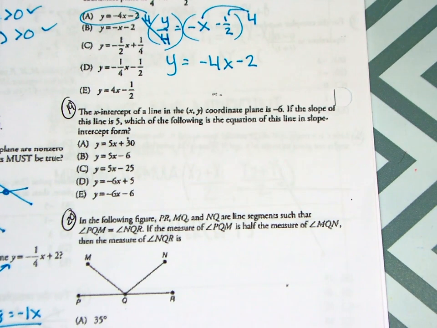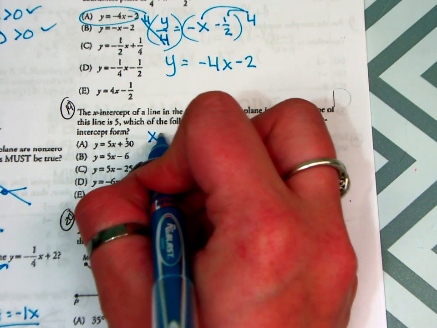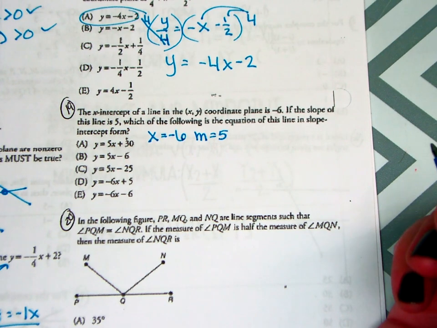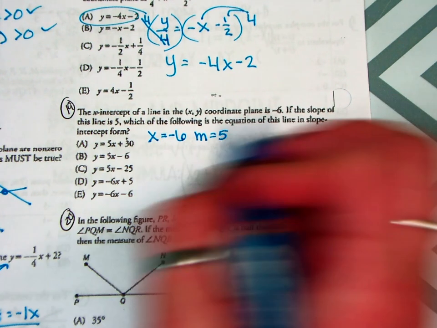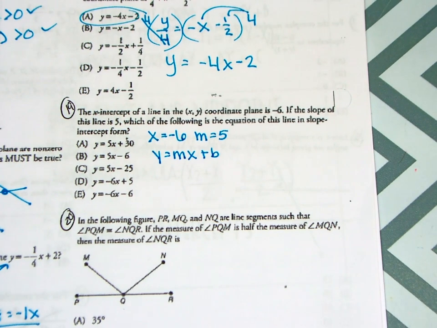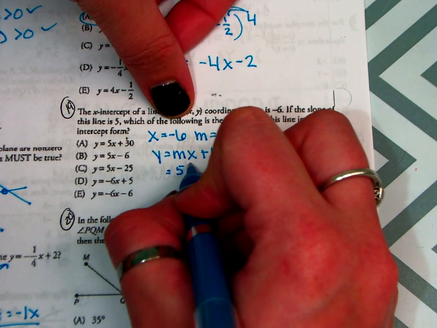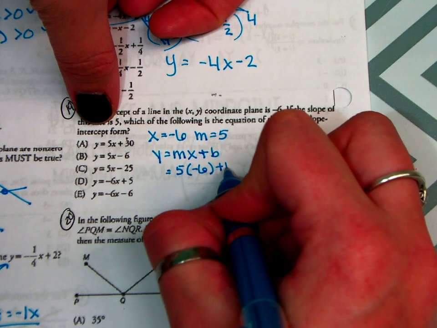Number 19, the x-intercept of a line is negative 6 and the slope is 5. What is the equation in slope-intercept form? In this formula, if it is the x-intercept, that means that x equals negative 6. Slope is 5. We want to know the value in the xy plane. So in this problem, I'm going to use y equals m times x plus b. So y equals mx plus b. We know that our m value is 5. Our x value is negative 6. We can't write it in slope-intercept form until we know the y-intercept.